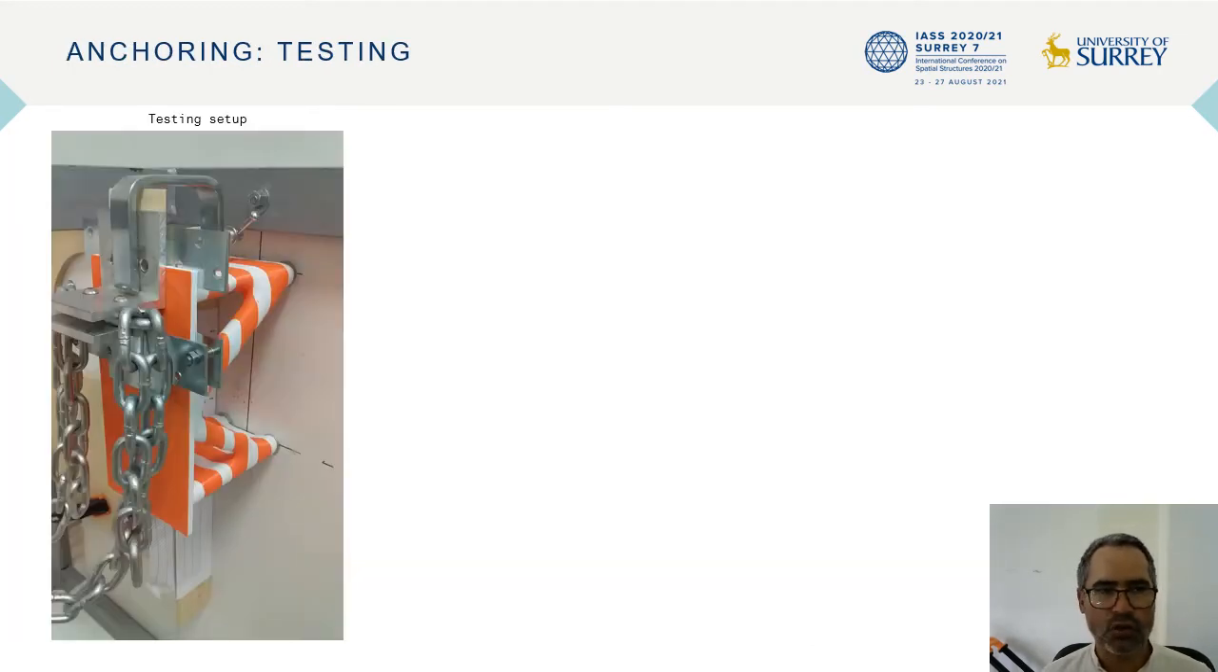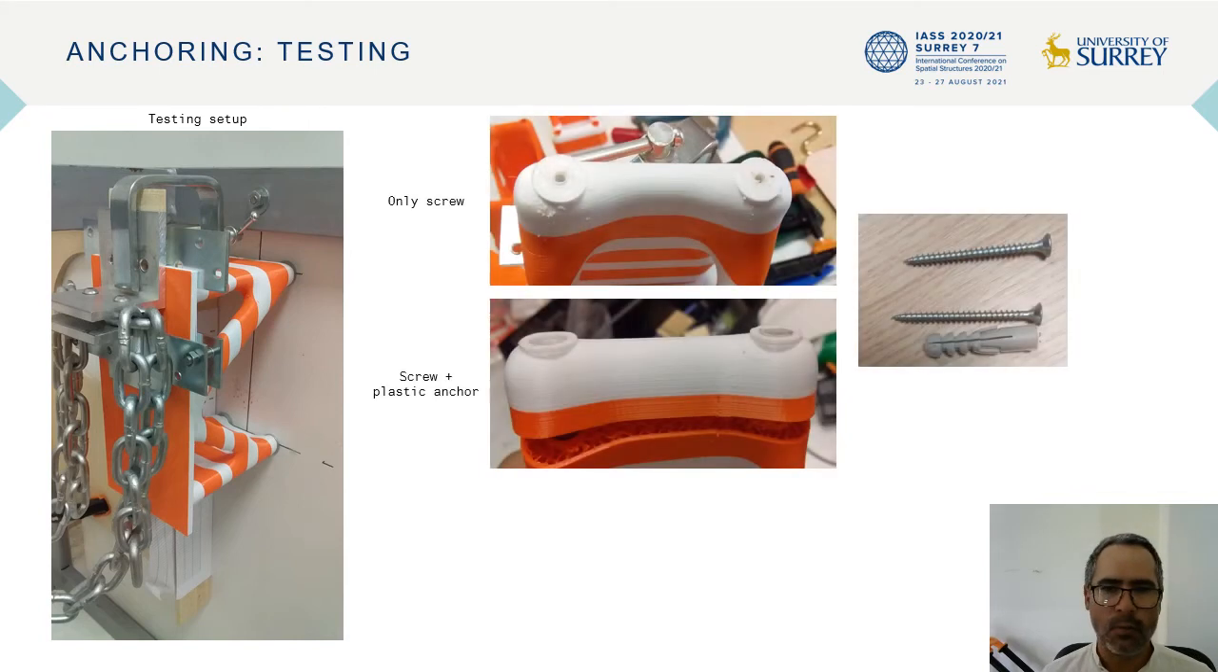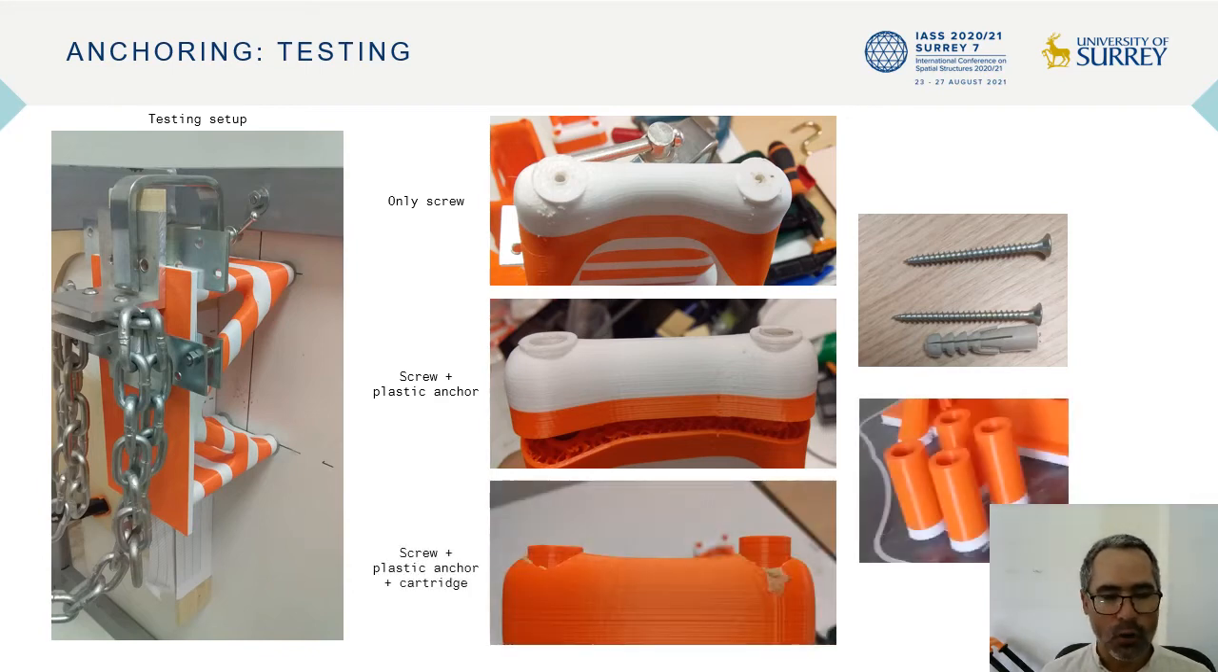In order to answer some of these questions, we first test the anchor system using two approaches, one with only screws and the other one adding some plastic anchor. Both of these solutions provide a reliable alternative for making the connections. However, we also tested one using cartridge, which turned out to be very unreliable, basically due to the fabrication process, which produced some uneven connections.